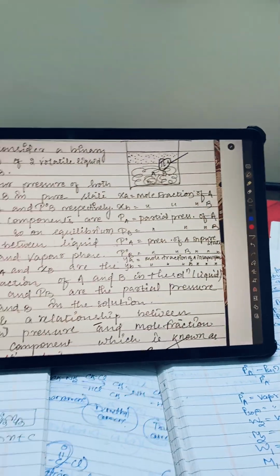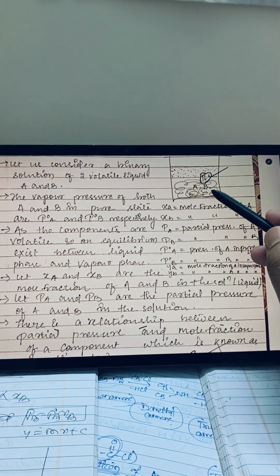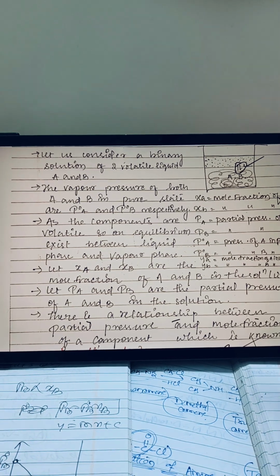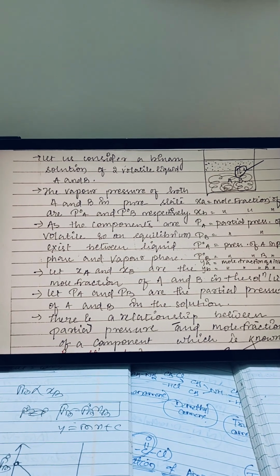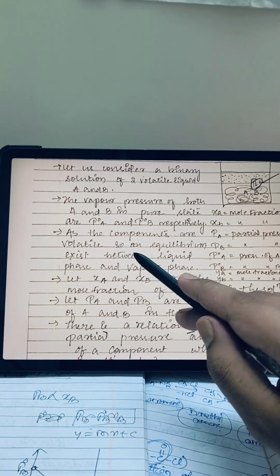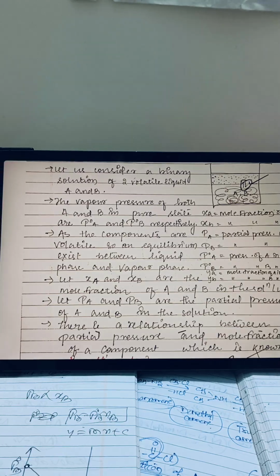As the components are volatile, what does that mean? It will easily vaporize if you boil it a little bit. So as the components are volatile, an equilibrium exists between the liquid phase and the vapor phase.